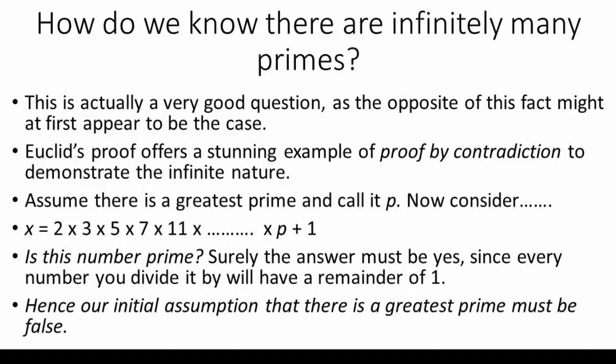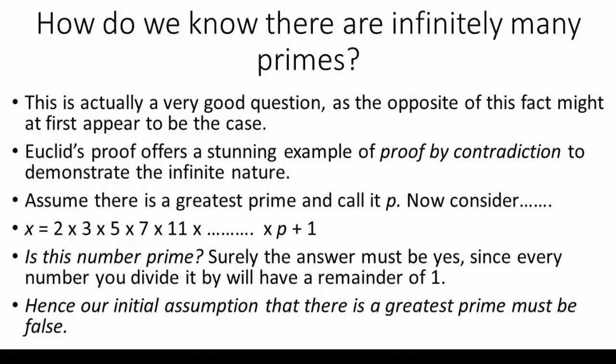Now, why is that? And this is the subtle bit. If the unique factorization theorem holds, then every single number you divide into it can be expressed as a product of its prime factors. In other words, when you're dividing x by, say, 16, you're really just dividing it by 2 times 2 times 2 times 2, which clearly will give you a remainder of 1, because it's 1 more than an even number. And the same holds for any other number you try and divide it by. Hence, x must be prime.